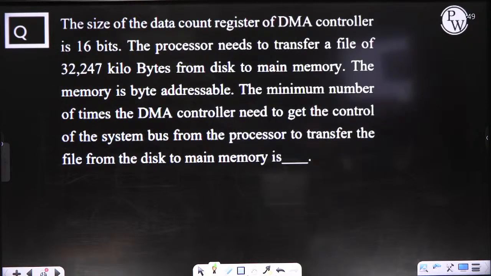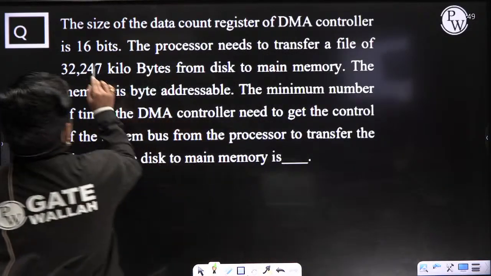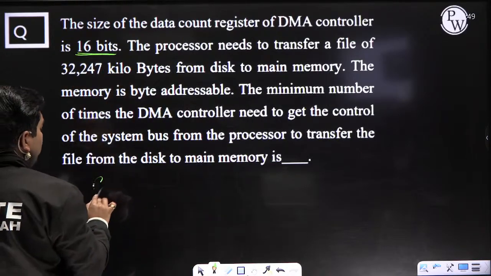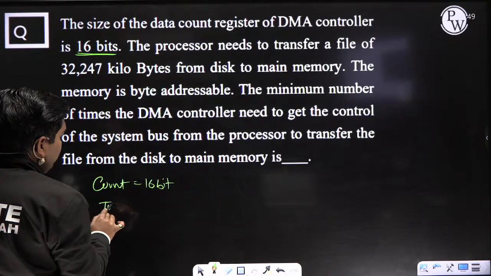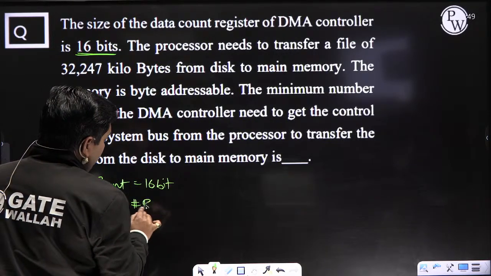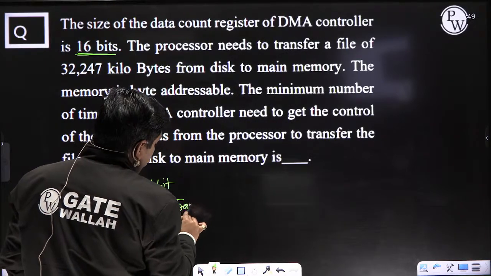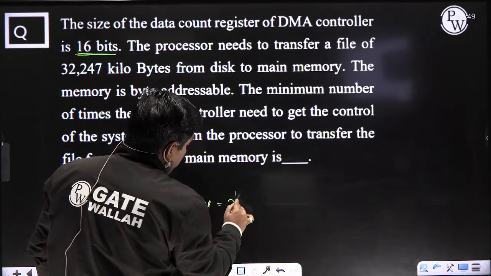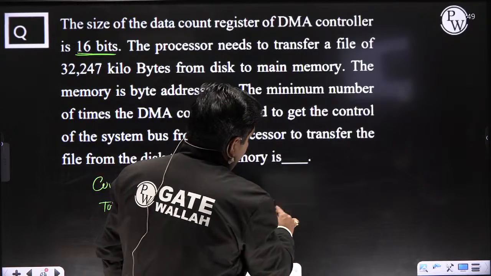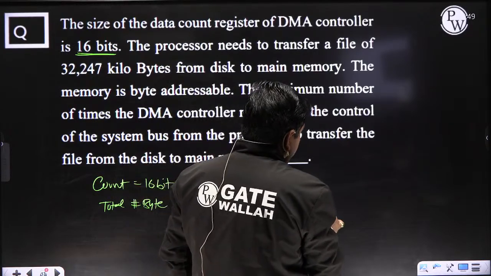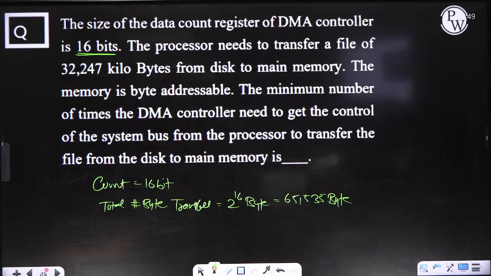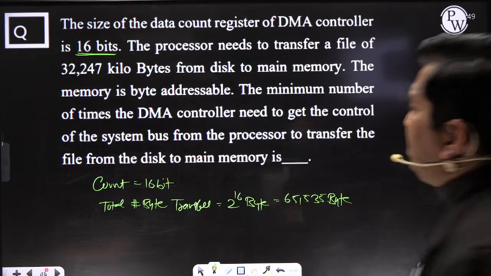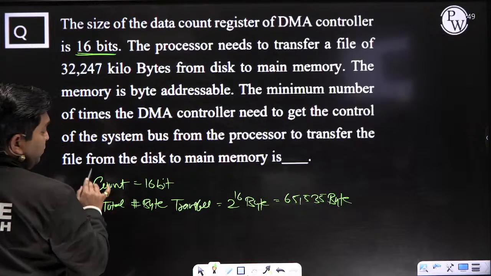Now listen, it's a very easy question. The count value is how much? 16 bit. Then how many total bytes can be transferred at one time? 2 raised to power 16 bytes, which is 65,535 bytes. Getting my point? 65,535 bytes. And how many bytes do we have to transfer in total?